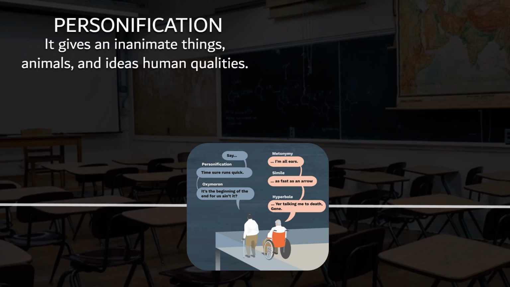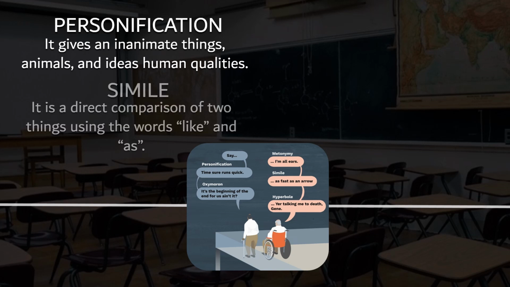Personification gives inanimate things, animals, and ideas human qualities. For example, the leaves are waving at us. Simile, on the other hand, is a direct comparison of 2 things using the words like and as. An example, you treat me like a rose.